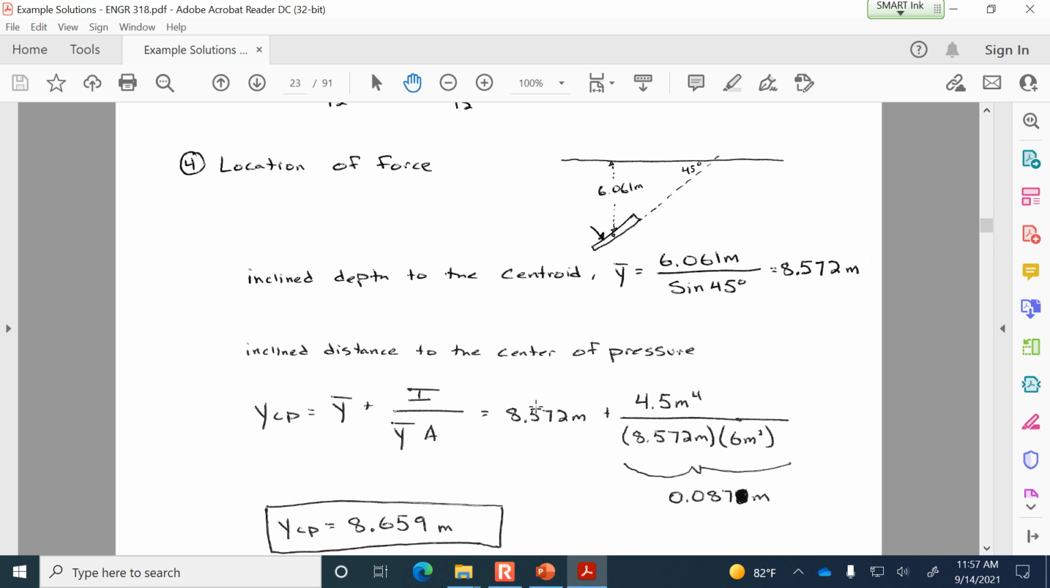8.572 meters plus 4.5 meters to the fourth, divided by 8.572 meters multiplied by the area of this submerged plate, 6 meters squared. And this second term here is 0.087 meters. So the overall YCP is 8.659 meters.